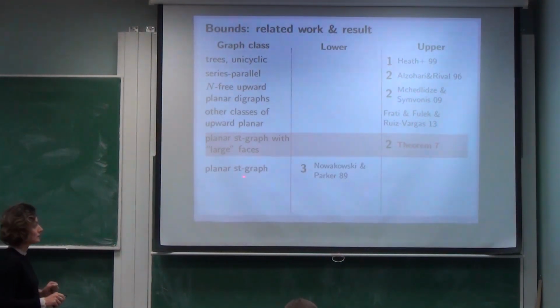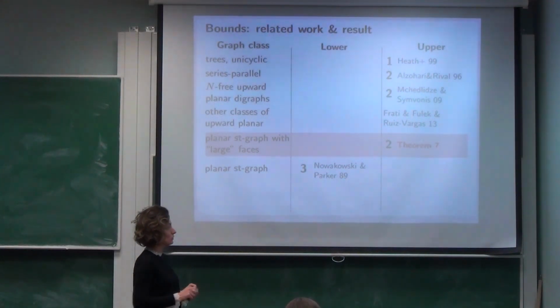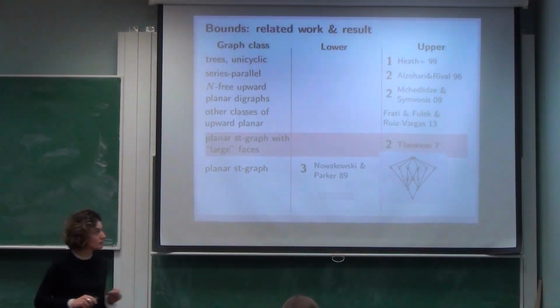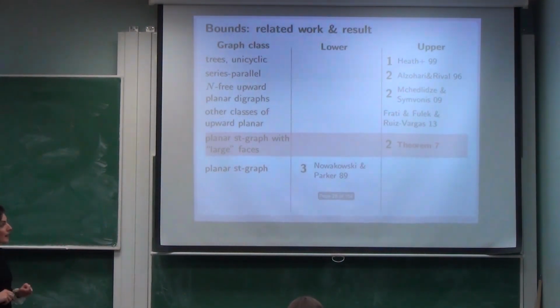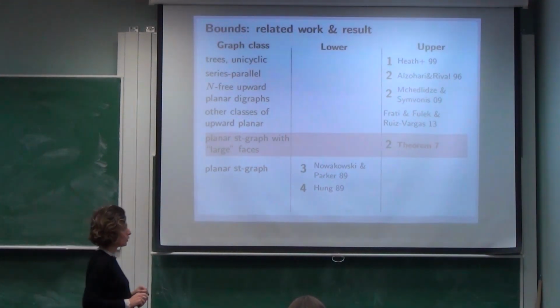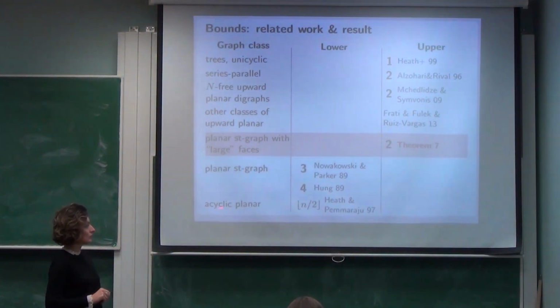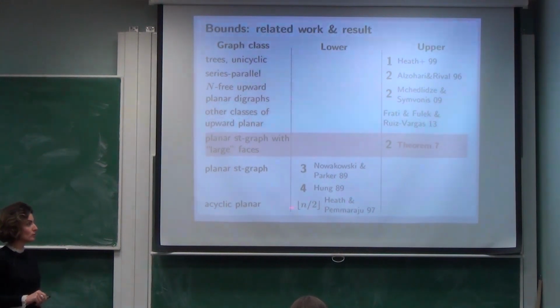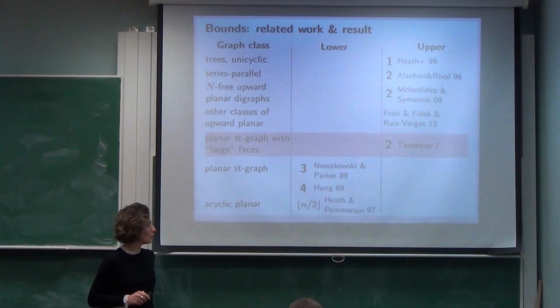For planar ST diagrams, a lower bound of 3 was known by Novakovsky and Parker. This is the lower bound. It has page number 3. And another example of lower bound of 4 has been provided by Hung. And for acyclic planar graphs, we know that the lower bound is quite large. It's n over 2. But acyclic planar graphs are not upward planar. These are more general graphs.